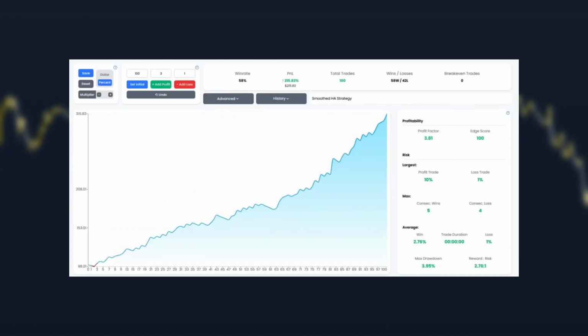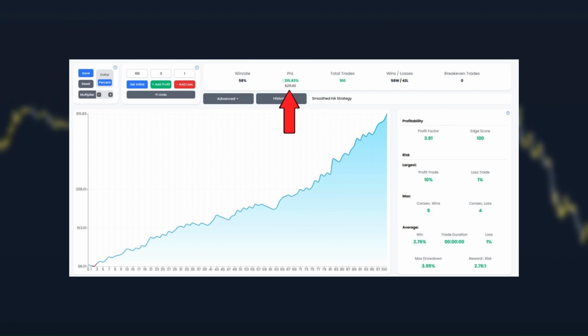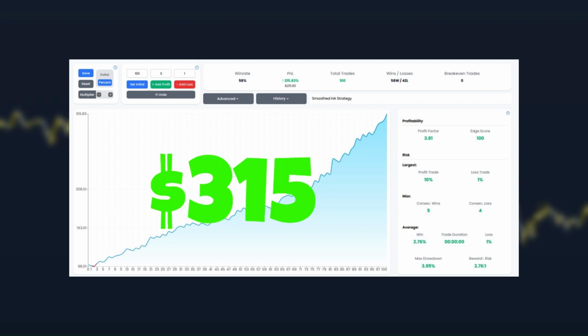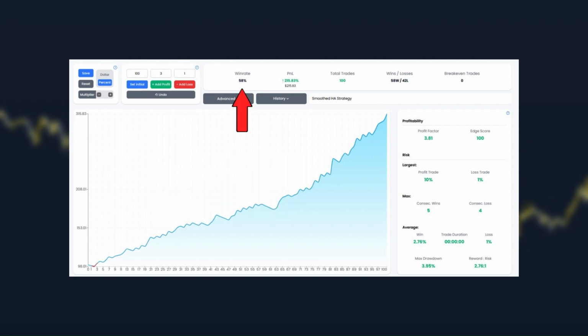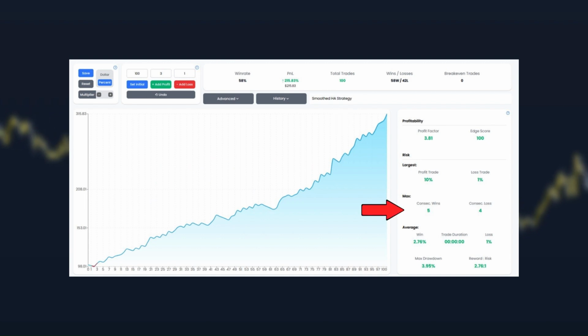And here are the results, and as you can see, we had a huge 215% profit increase on the account. We started the account at a nice $100 and took it all the way up to $315 with a 58% win rate across 100 trades. The most consistent wins was 5 trades in a row, and the most consistent losses is 4, with 2 trades going negative at the beginning for a very small amount, before the nice steady climb up.